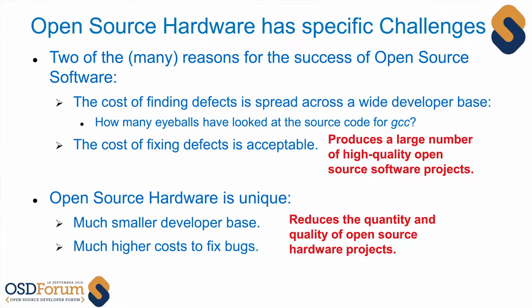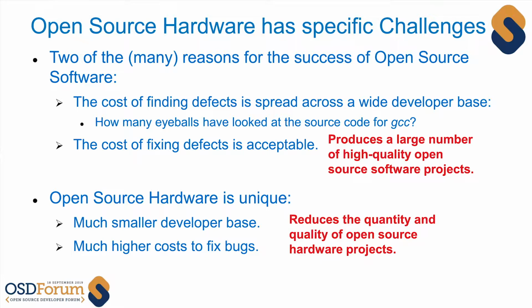Much higher cost to fix bugs. If you have a bug in silicon, you have a problem because it's going to cost you real money to fix it. So that adds up to a smaller set of lower quality open source hardware IP. So there are differences between hardware and software that are real and important to understand.